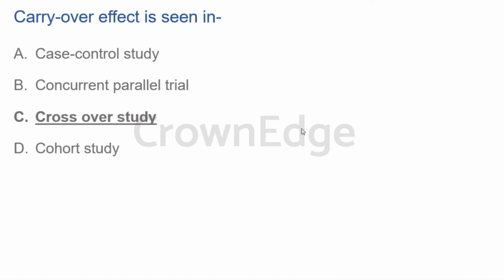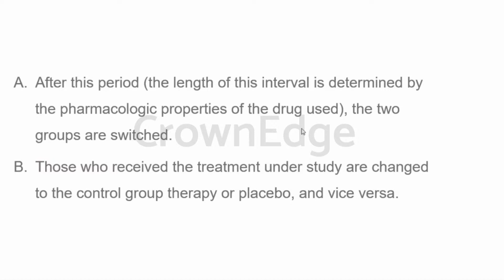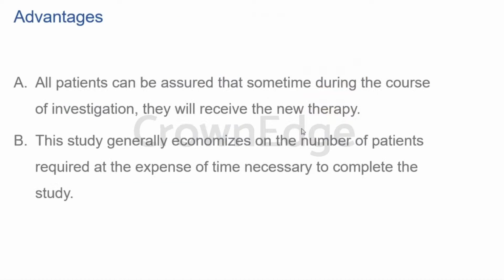It is not seen in a concurrent parallel study, because in a concurrent parallel study the groups do not get crossed over. They remain the same till the end of the study. And definitely not case control or cohort study. After this washout period, the two groups are switched. Those who receive the treatment under study are changed to control or placebo, and vice versa.